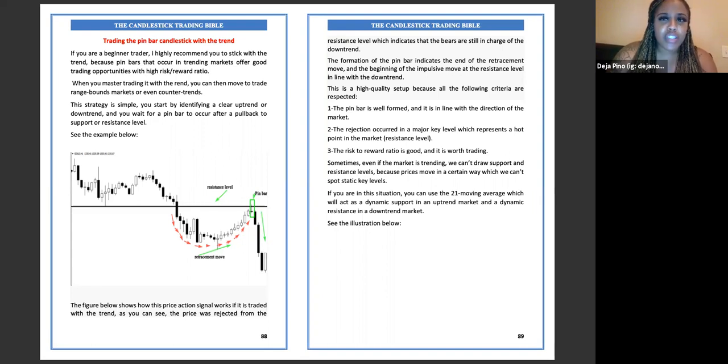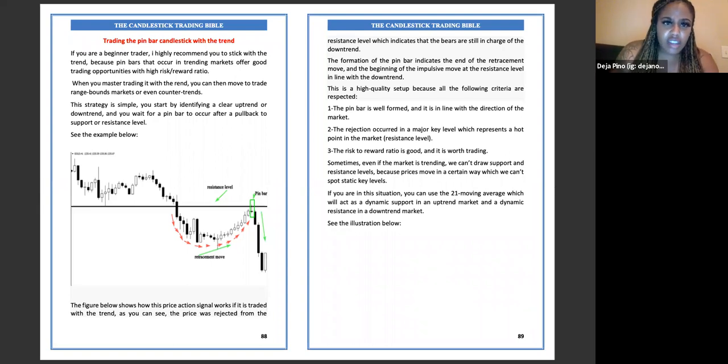even counter trends. Okay. And I think it's going to talk a little bit about range bound markets, because it keeps bringing that up, but I don't remember ever talking about that in here. So I guess it's going to go over that later on, what that is. This strategy is simple. You start by identifying a clear uptrend or downtrend. You wait for a pin bar to occur after a pullback to a support or resistance level.